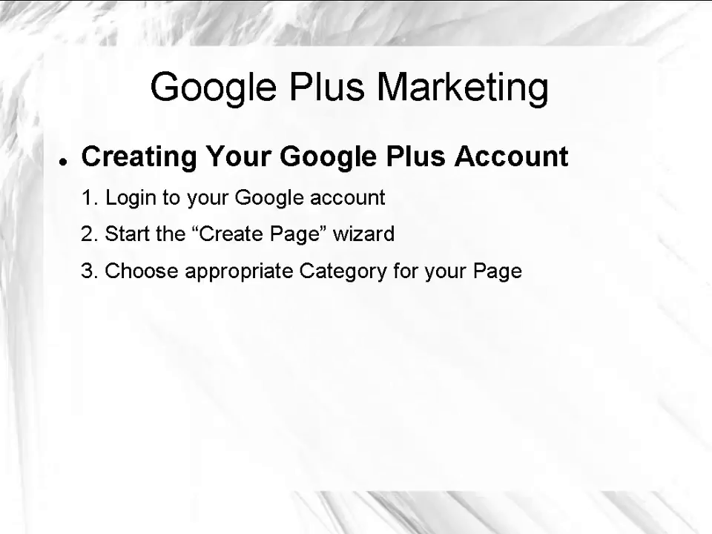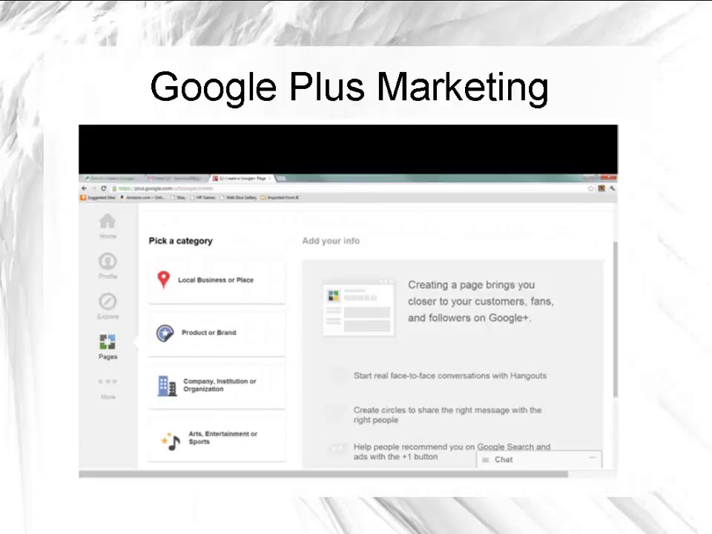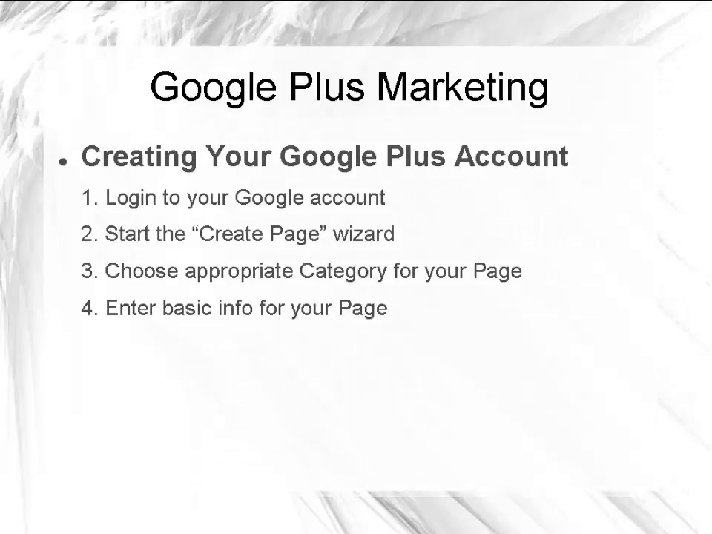3. Choose an appropriate category for your page. In the first step after you click on Create a Page, you will be asked to choose the most appropriate classification for your page. The following options are available: local business or place, product or brand, company, institution, or organization, arts, entertainment, or sports, or other. Choose the right classification for your page.